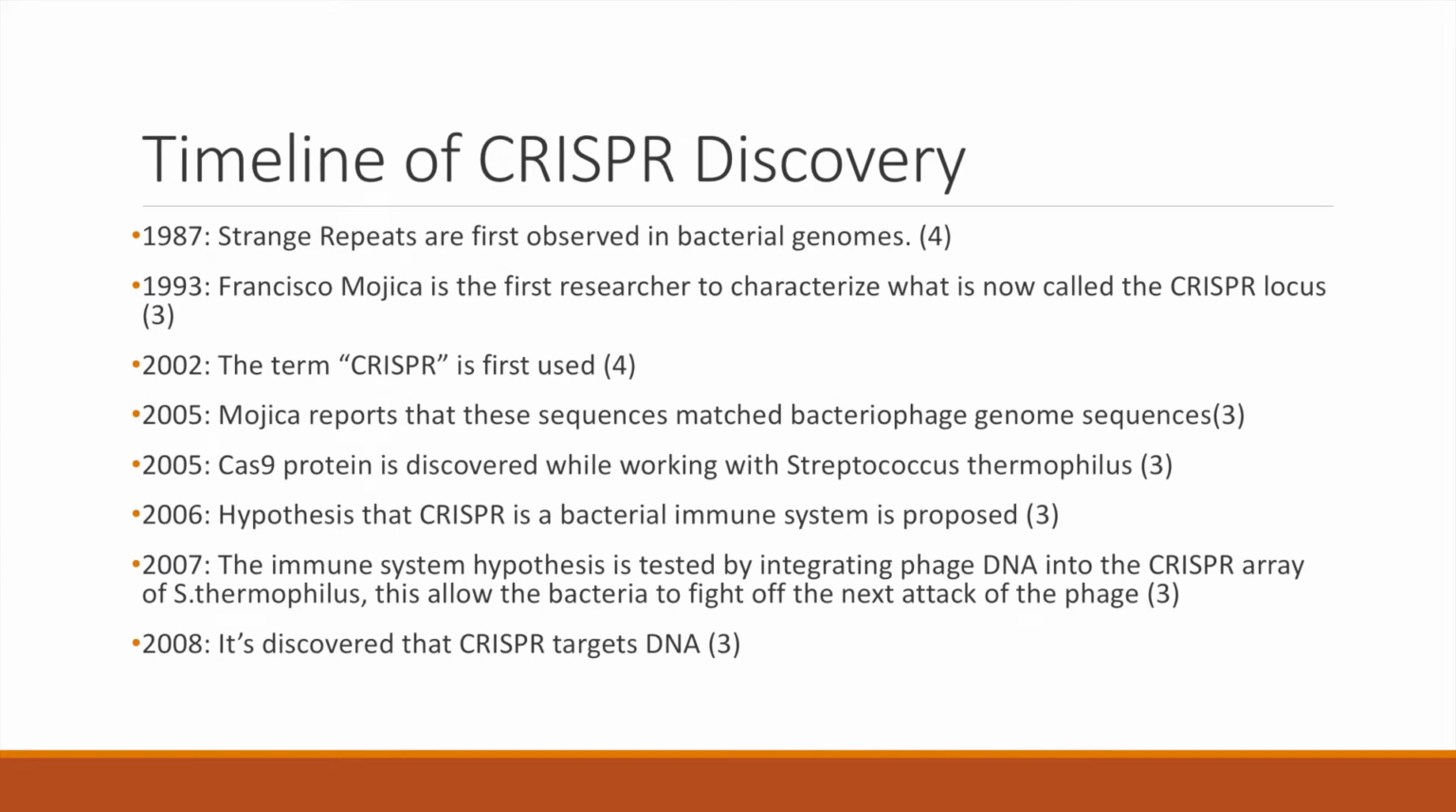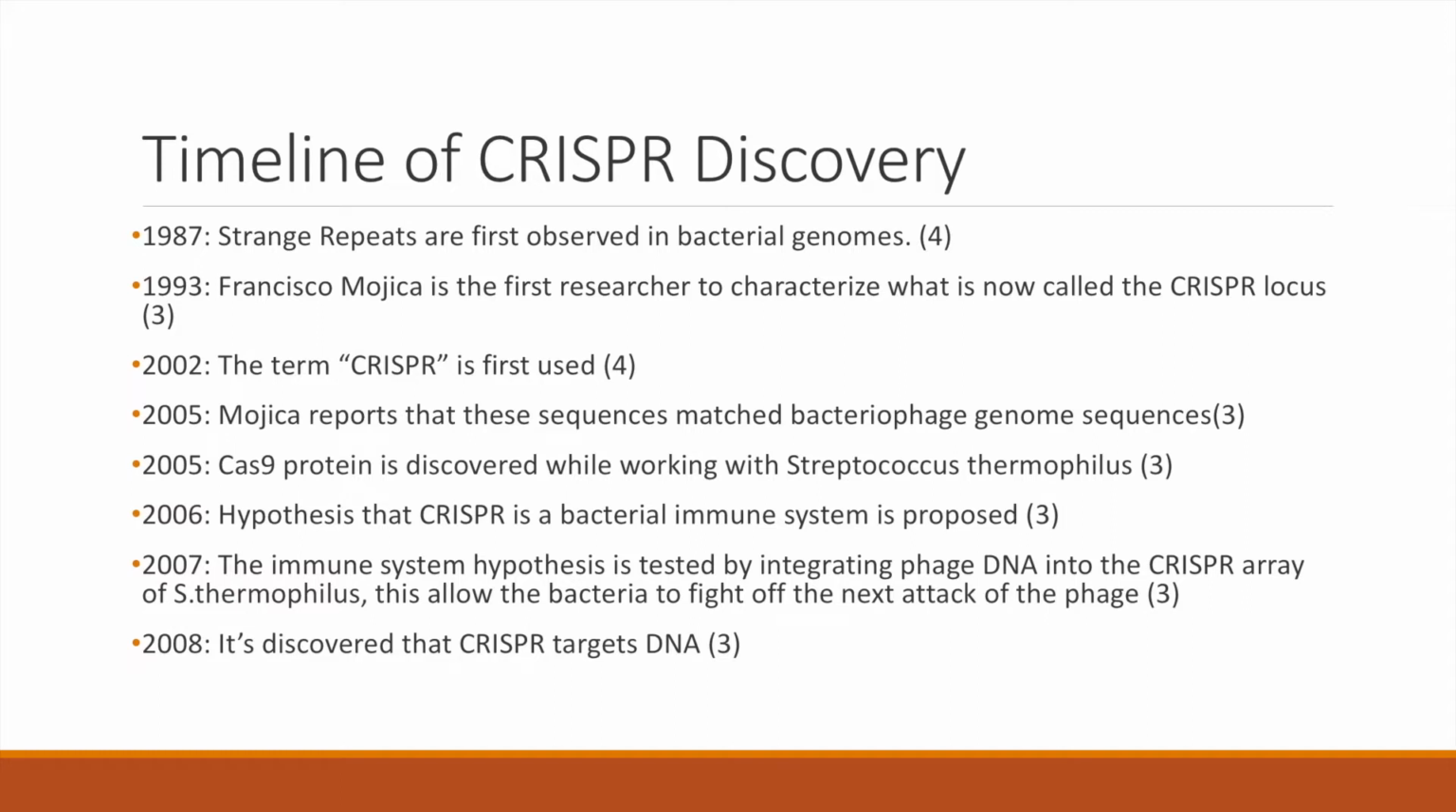To start off with a timeline, in 1987, the strange repeats were first observed in bacterial genomes. Then, all the way in 1993, Francisco Mojica is the first researcher to characterize what is now called the CRISPR locus. He was the first one to find it and look at it. The term CRISPR wasn't used until 2002, and then all the way into 2005, that same researcher reports that these sequences matched the bacteriophage genome sequences. So he said, well, the sequences inside the CRISPR array match up with viral genomes. So he said that might be important.